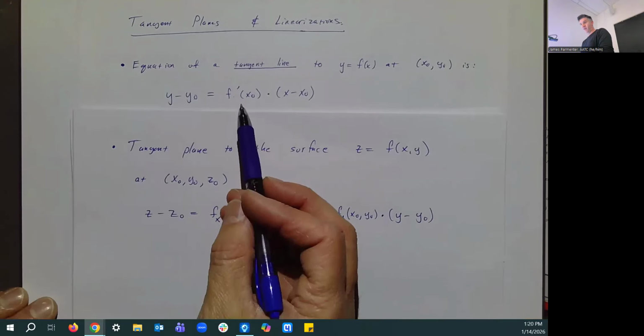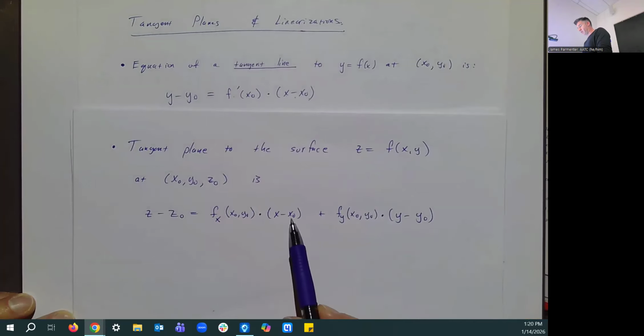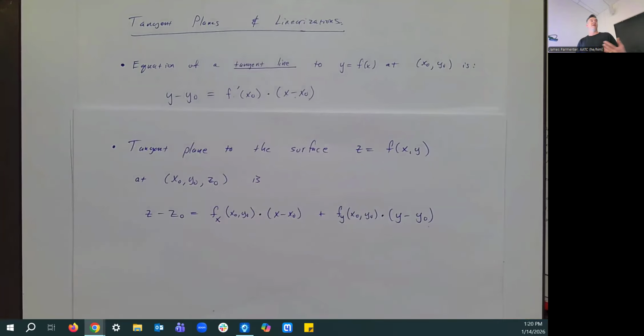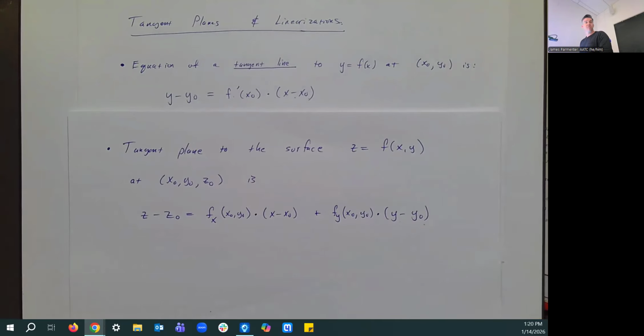It's a derivative times the variable minus the value, and then the other derivative times the variable minus the value. But really the same idea. You're just adding on an extra dimension here. Cool.